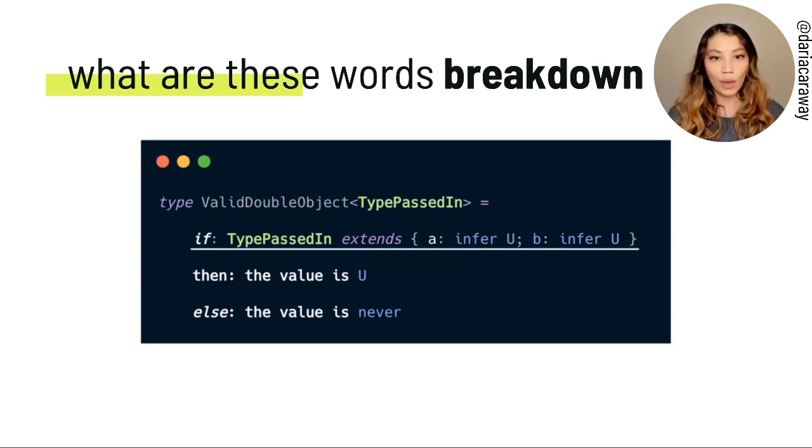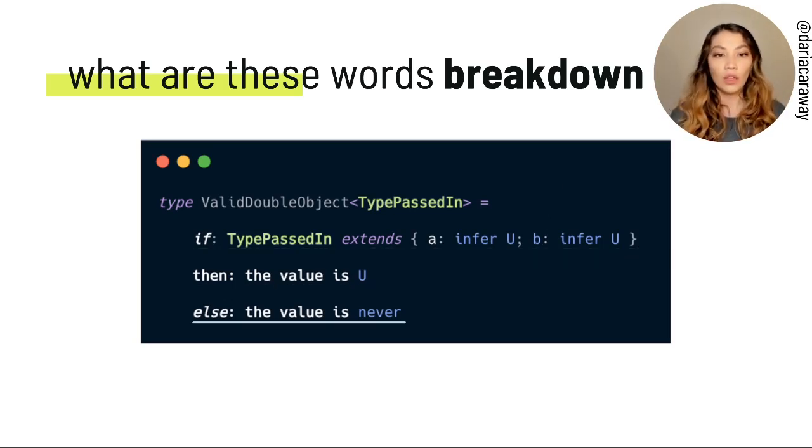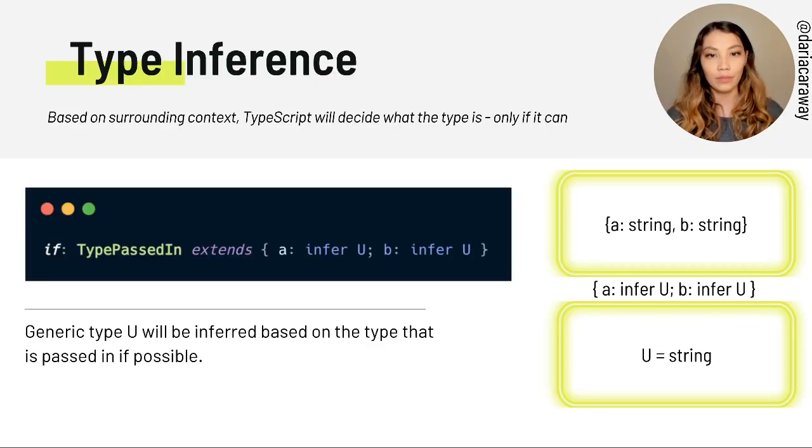So what we have here is our type ValidDoubleObject. If type passed in extends whatever this is, then the value is whatever U is. Otherwise, the value is never. And never just represents a type in TypeScript that will not ever happen, will not ever be possible. But what exactly is all of that object situation?